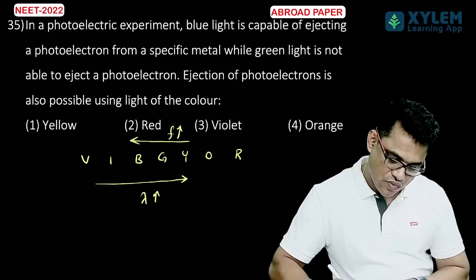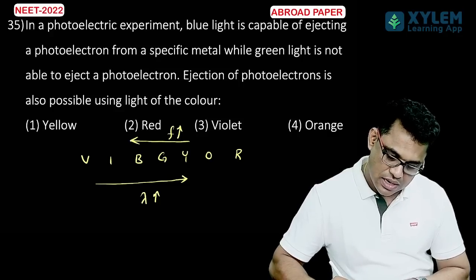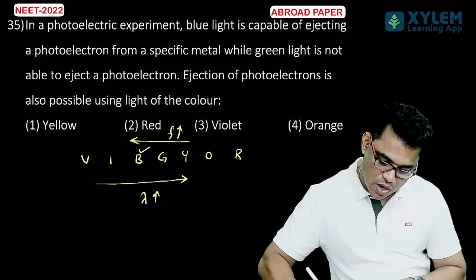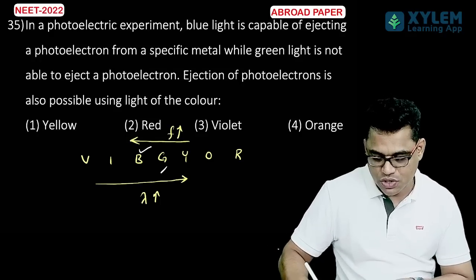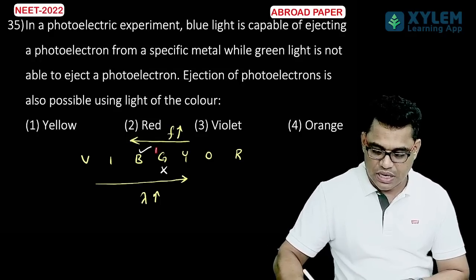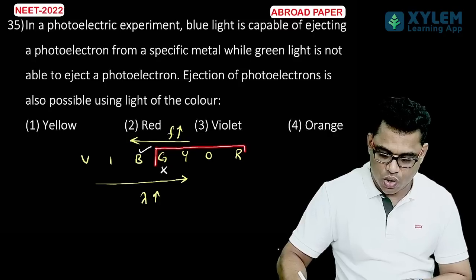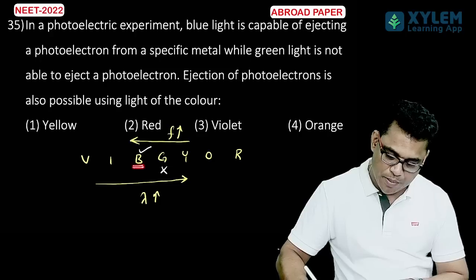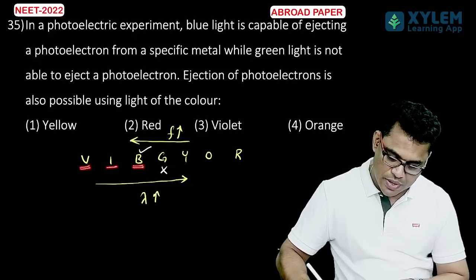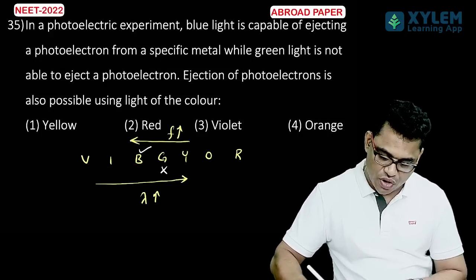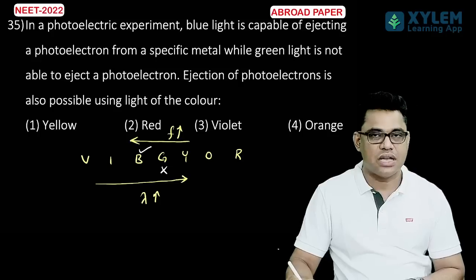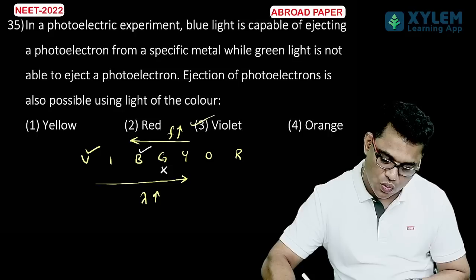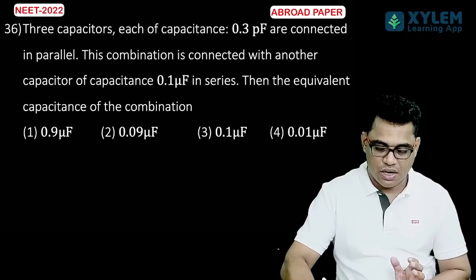Then, what color is capable of ejecting electron? Here it is given that green is not able, blue is able. Blue is capable of ejecting, but green is not capable of ejecting. Therefore, green, yellow, orange, red, all these are not capable. Then what are capable? Blue is capable, violet is capable, indigo is capable. Therefore, violet and indigo are the answers, out of which violet is given here. Therefore, the right option is violet.